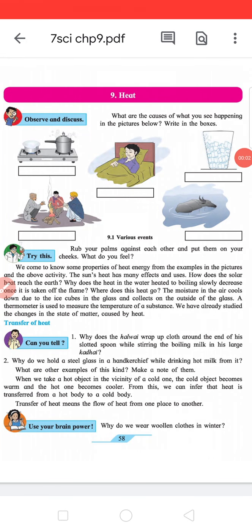Hello, friends. So, today we're going to discuss Class 7th Science, Chapter 9 Heat.